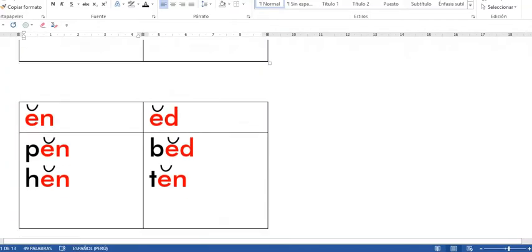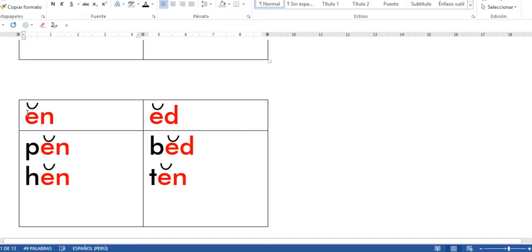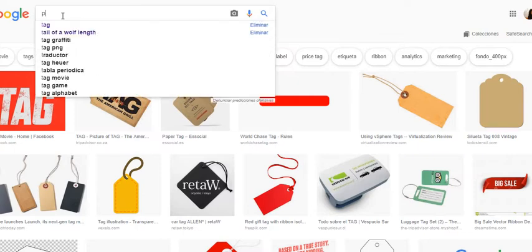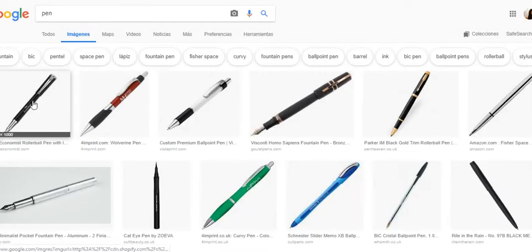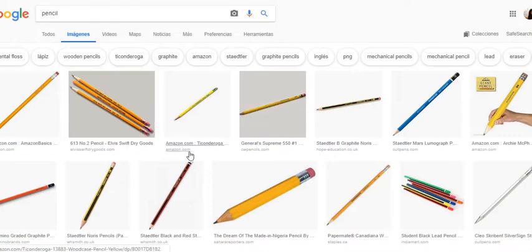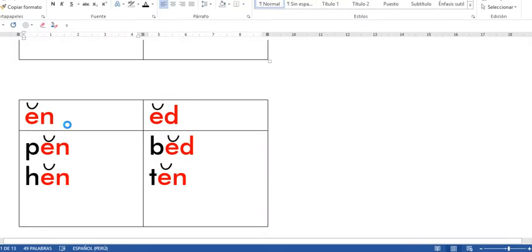The next one is e. For example, n with pen. I remember to see the picture. Pen, and remember that then you can see pencil, pencil, but it is a pen.